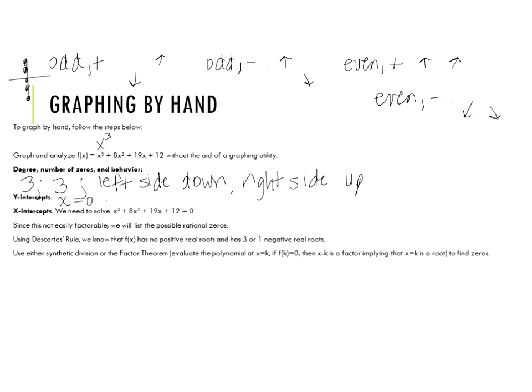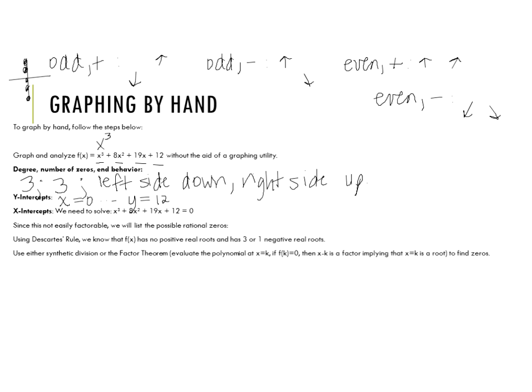So we're going to set x to 0 and see what happens. So if I set x equal to 0, I get 0 plus 0 plus 0 plus 12. So my y-intercept then is equal to 12. Okay, so those parts are all pretty quick and painless to figure out.